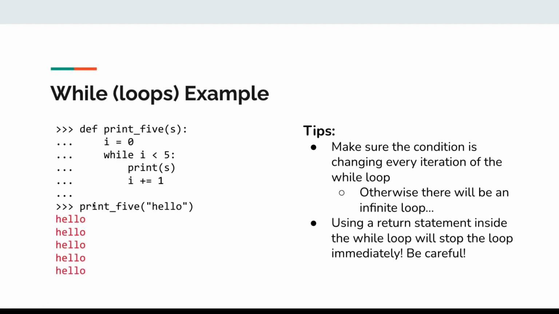Some tips to work with while loops: make sure that the condition is changing with every iteration of the while loop, or else you'll get stuck inside an infinite loop. For example, in this case, we're incrementing i by 1 each time, so eventually it's going to hit 5 and then it won't enter the while loop. Another thing is that if you use a return statement inside the while loop, it'll stop the loop immediately. So it won't go through the while loop for every iteration. Be careful if you want to use a return statement inside the while loop.